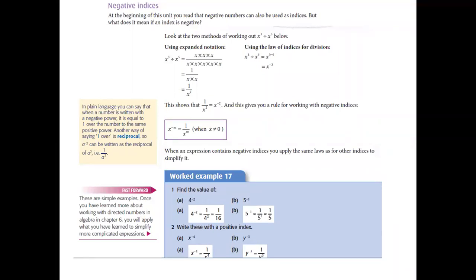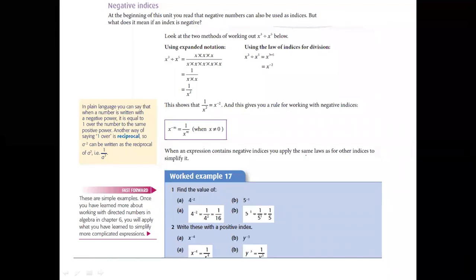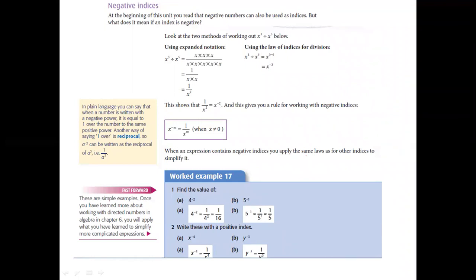Now let's go on to negative indices. At the beginning of this unit, you read that negative numbers can also be used as indices. But what does it mean if an index is negative? If you remember, in 8th grade or 7th grade, in the unit on exponential numbers or powers, we had learned already, for example, negative indices. It means a power of -1 or a power of -b.